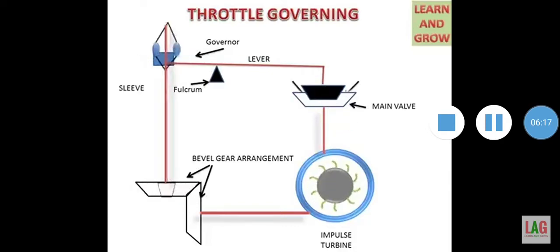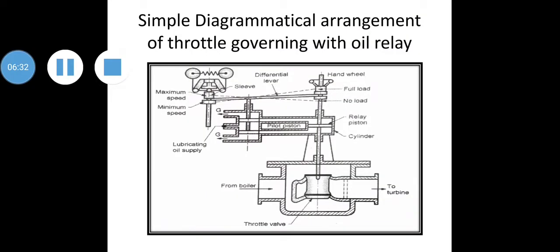So if there is less supply of steam, we can maintain a low flow of supply, or we can maintain a high flow of supply. In order to maintain a constant rotation of the impulse turbine, this is nothing but the throttling process. This is all about the throttling governing process.